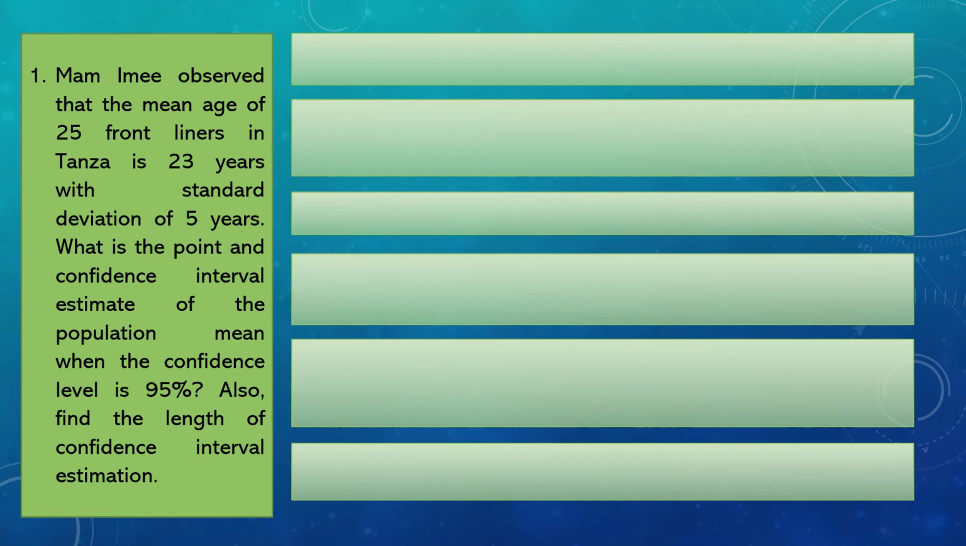The first step for this one is we're going to identify the value of the sample. As you can see on the given problem, we're talking about 25 frontliners. So thus it implies that our n is equal to 25. Since our n is equal to 25, we already know that to find the degree of freedom, we're going to subtract 1 from n. So therefore, our degree of freedom is equal to 24. And our sample standard deviation is equal to 5 as can be seen on the given problem.